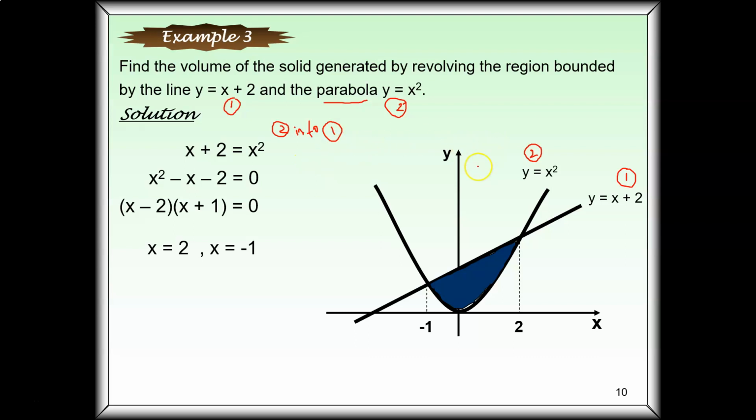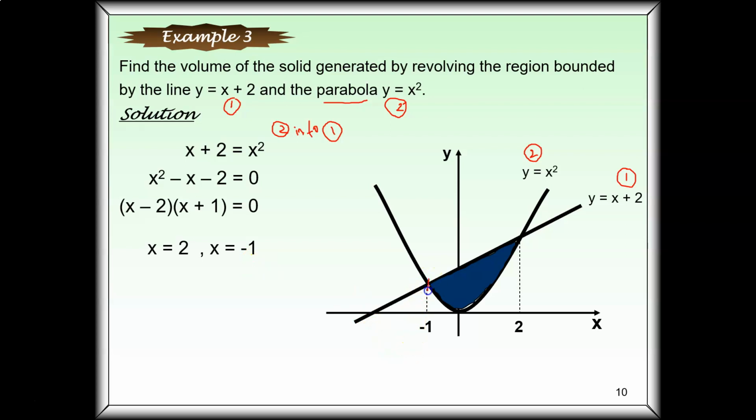Maksudnya saya ganti masuk, kan kita ada y equal to x plus 2 over here. So the y over here you ganti masukkan dengan ni, y dekat sini adalah x square. That's why kita samakan dia, x plus 2 equal to x square. Then you rearrange this and key in your calculator, you will get the intersection points, x equal to 2 and x equal to negative 1.